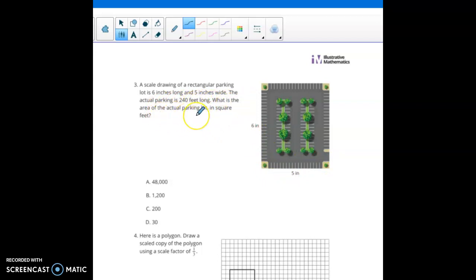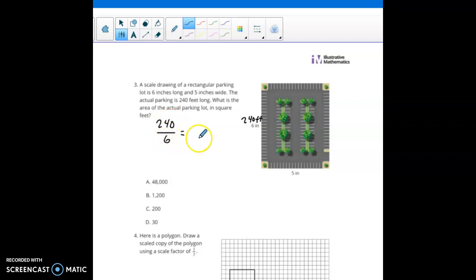What is the area of the actual parking lot in square feet? So the first thing I want to do, since it's 240 feet long, I'm going to match that up with my length, which is 6 inches, 240 feet. Okay, first thing I want to do on this problem is find my scale factor. Again, that's my copy over my original.